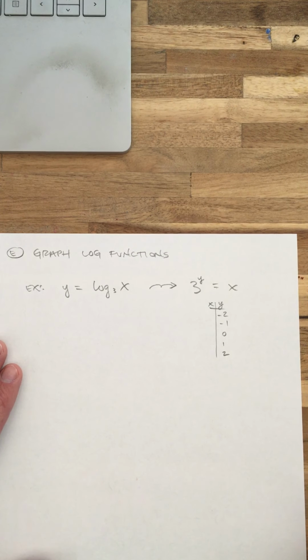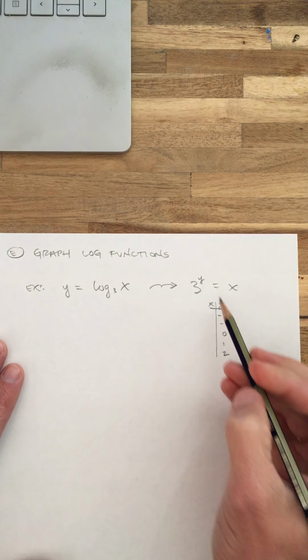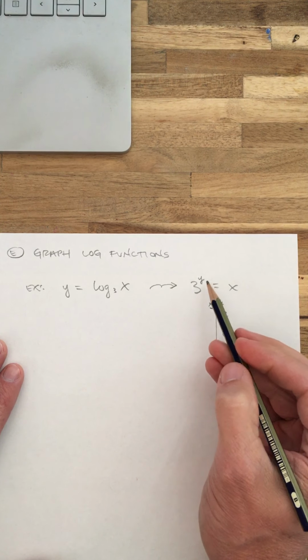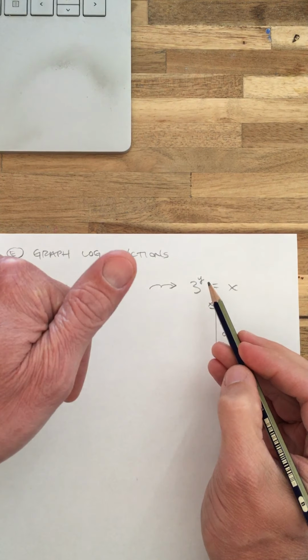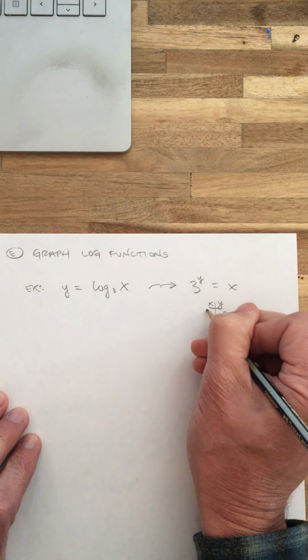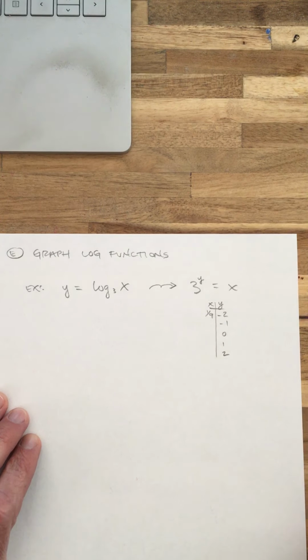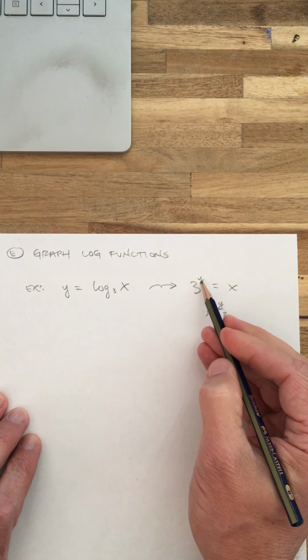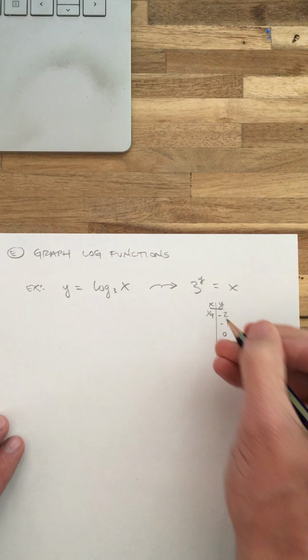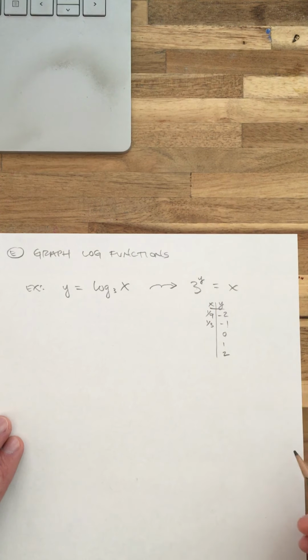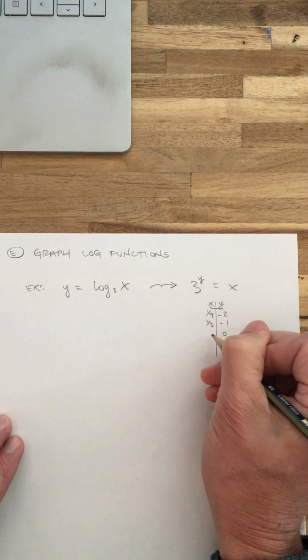Okay? Now watch this. Plug in the -2 for the y. What's 3 to the power of negative 2? Well, remember, the negative flips it, so it's 1/3, and then square that. 1/3 squared is 1/9. So now we have this, 1/9. Okay? Do the same thing here. 3 to the power of negative 1. That just flips it, so it's 1/3. Okay? Plug in a 0. 3 to the power of 0. You should know that. It's 1.